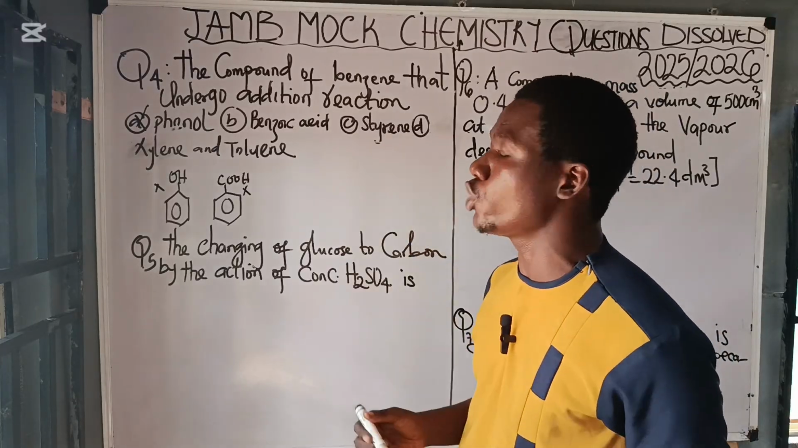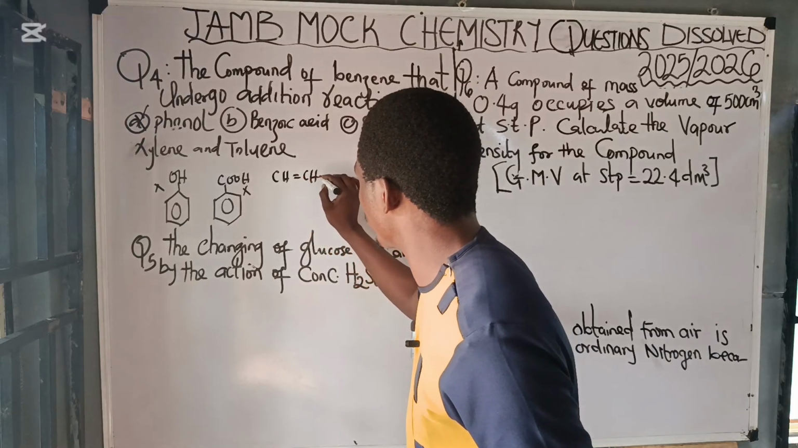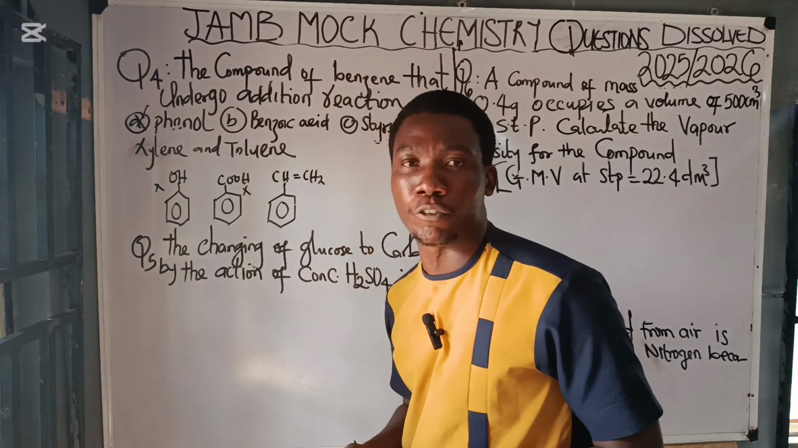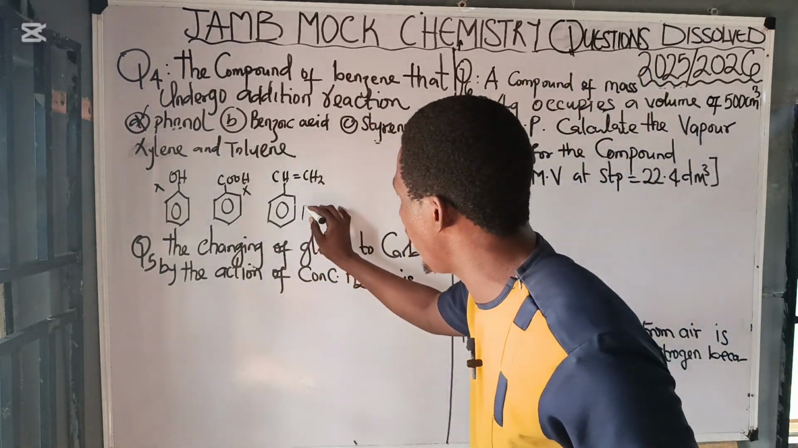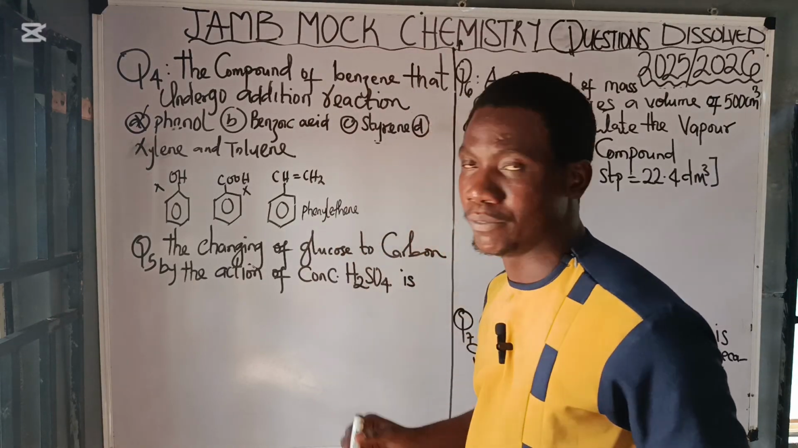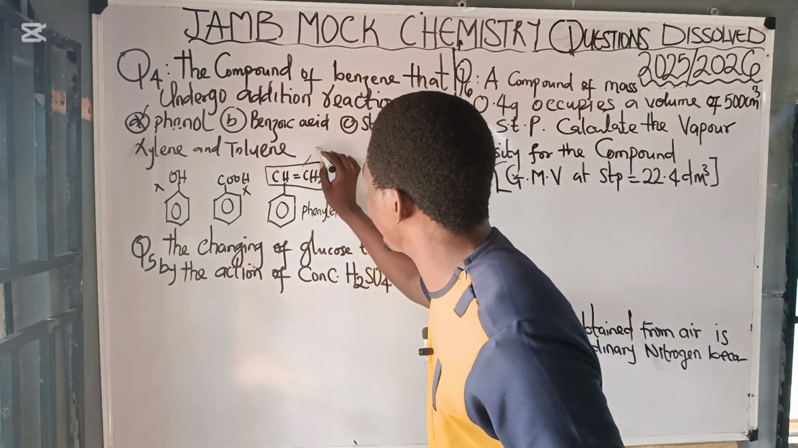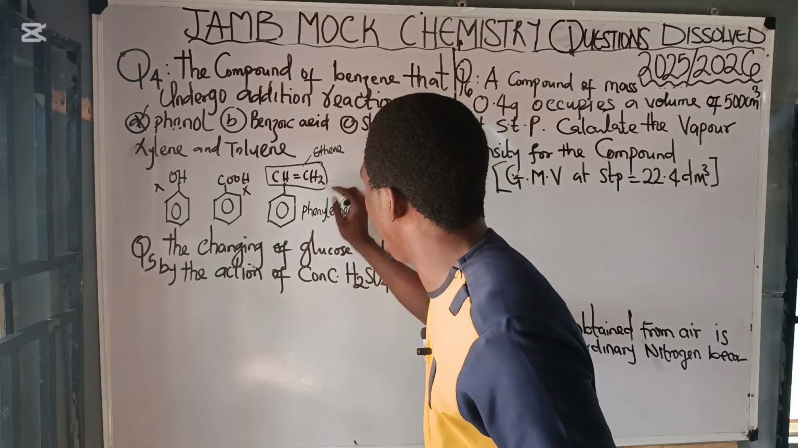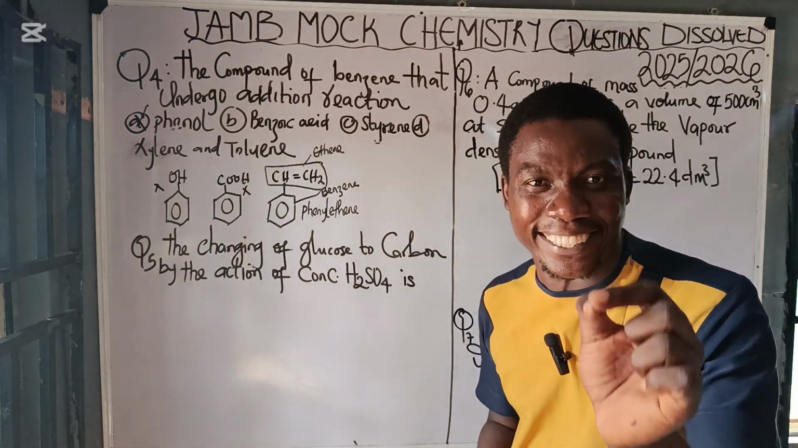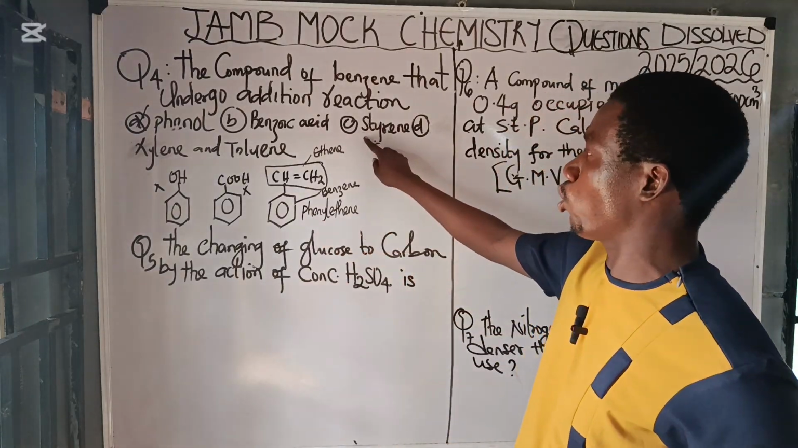Then we have styrene, which is option C. Styrene is like this. This is the structural formula for styrene. Styrene is also referred to as phenylethene. Please, it should be noted. It comprises your ethene and your benzene. So take note of that. A combination of ethene and benzene is what we call phenylethene, also called styrene.